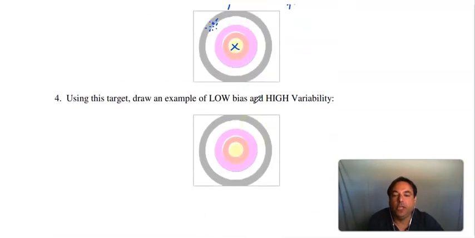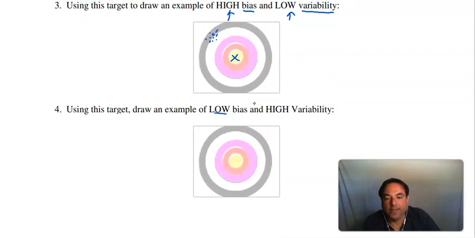Now, if we had low bias, that means it's close to the bullseye, but high variability, they're far away from each other. So this would be that they're far away from each other, but they are around the bullseye. So it's low bias because it's around the bullseye, but high variability because they're far from each other.